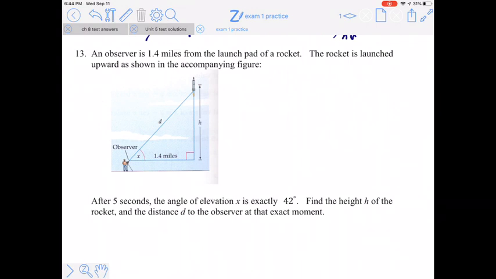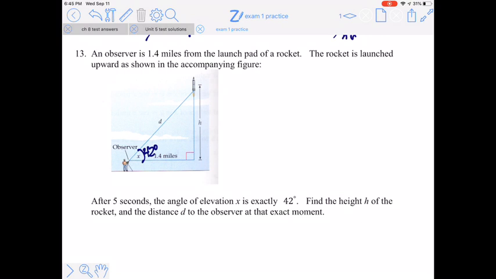So hopefully this guy's far enough away that he can't get burned by the rocket when it goes off. 1.4 miles. That's probably far enough. Now, after 5 seconds, he has this little gizmo here that helps him calculate that the angle of elevation is 42 degrees. At that exact moment, the rocket is at a 42 degree angle of elevation.